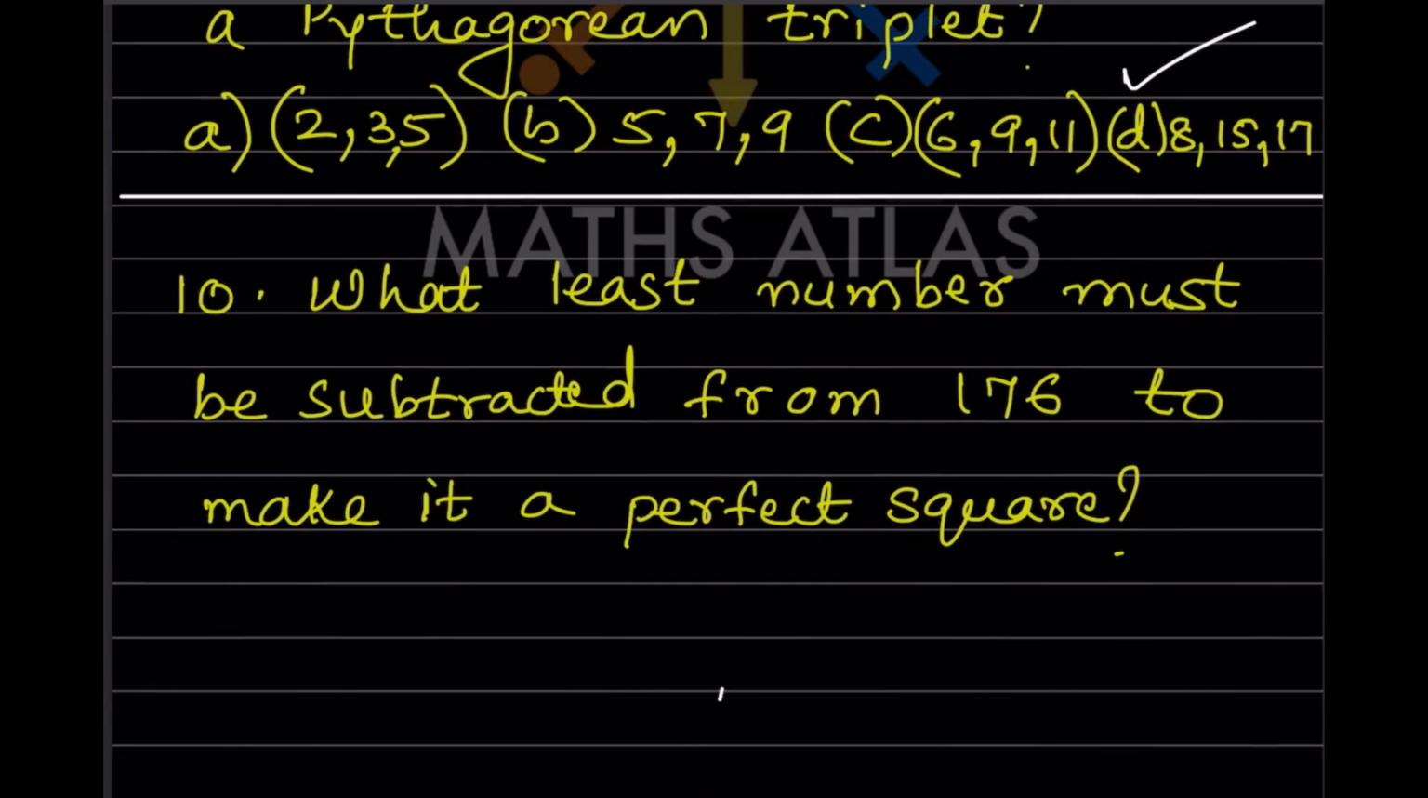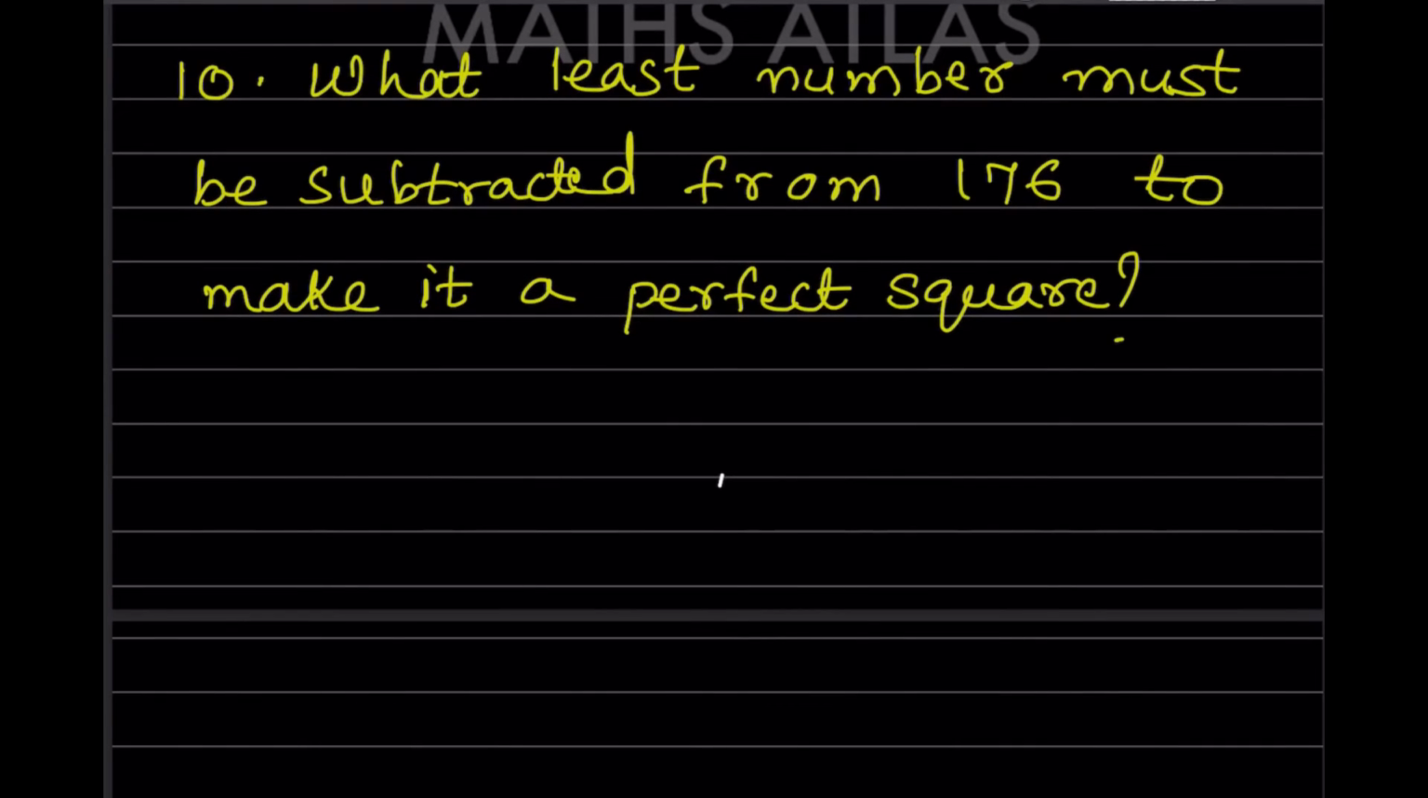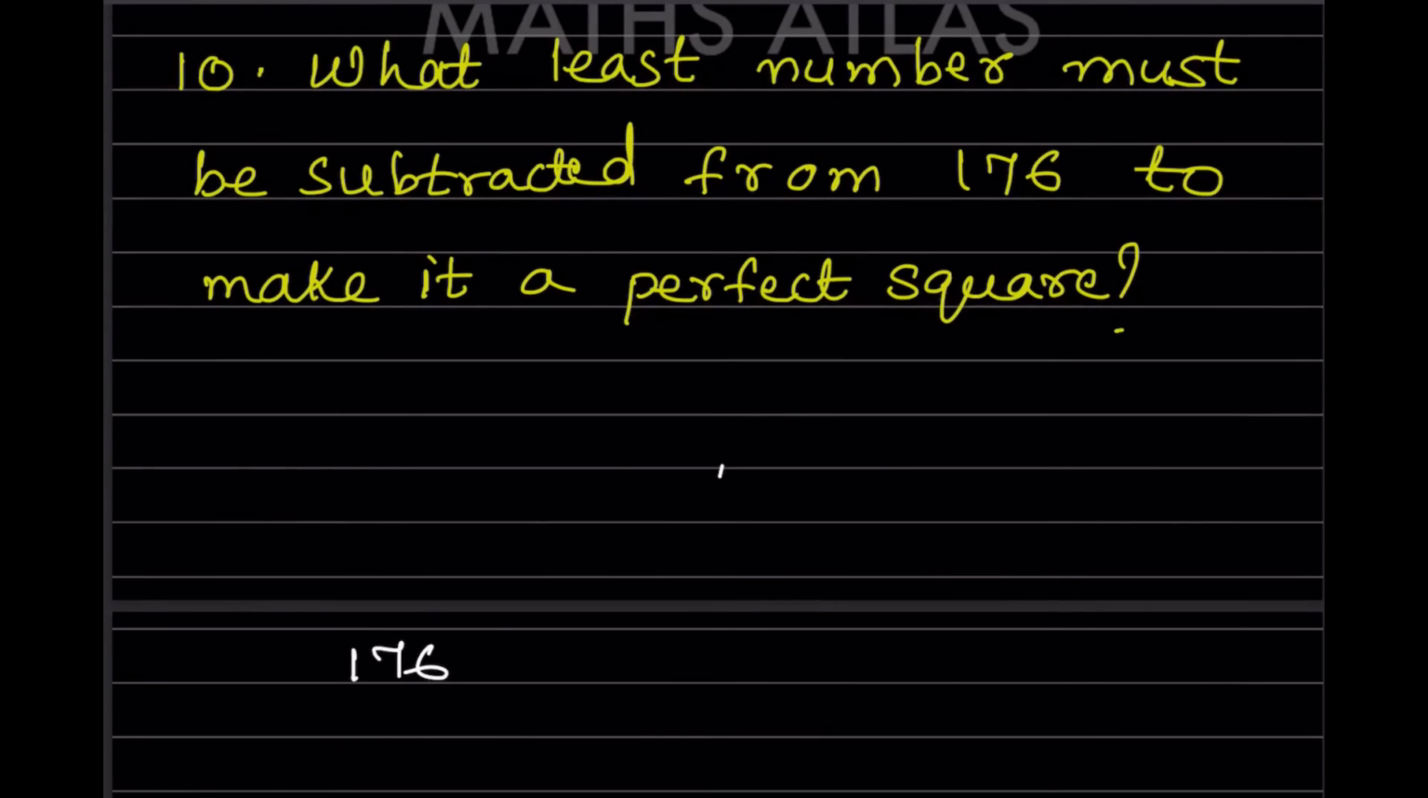So now, what least number must be subtracted from 176 to make it a perfect square? For this one, we have to go with the long division method. So now what will you do here? 176 means we are going to make pairs first. So the long division means 2, this is 2 and this is going to be 1. So now we are going to look at here.